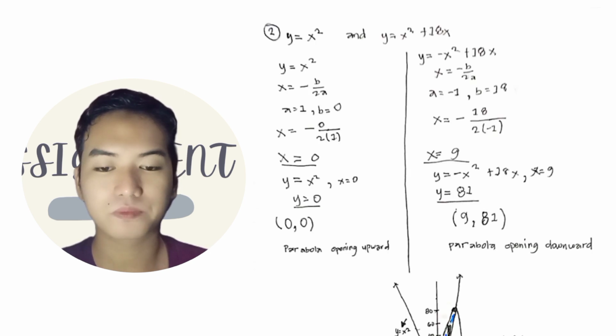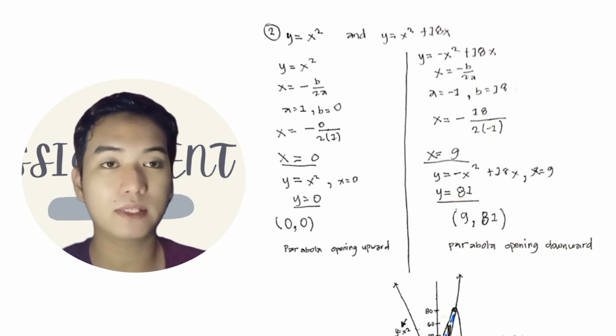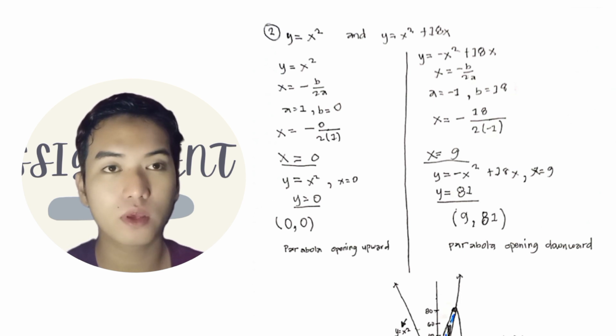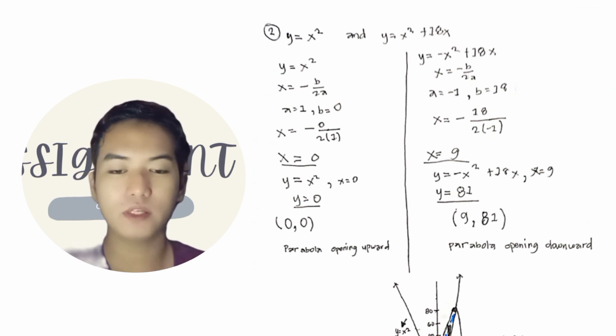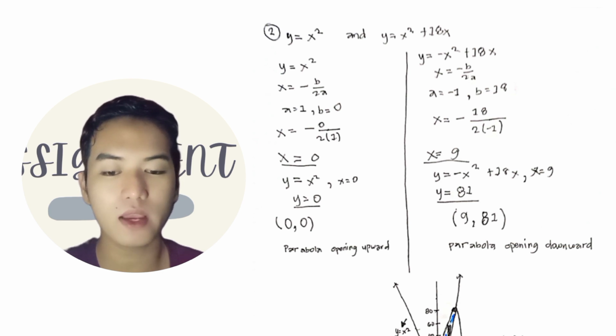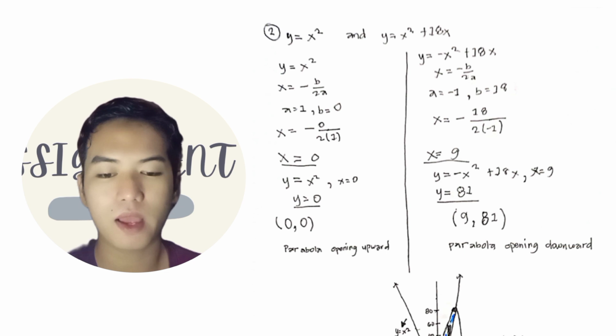In number 2, we are given y equals x squared and y equals negative x squared plus 18x. So we have two parabolas here. We will first find the vertices of both parabolas. First is y equals x squared. To find the x coordinate, we will use the formula x equals negative b over 2a, where our a is equal to 1 and b is equal to 0. That is based on the given values.